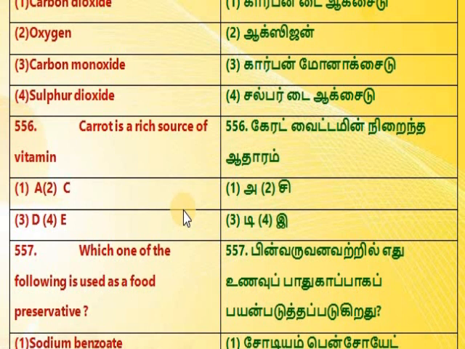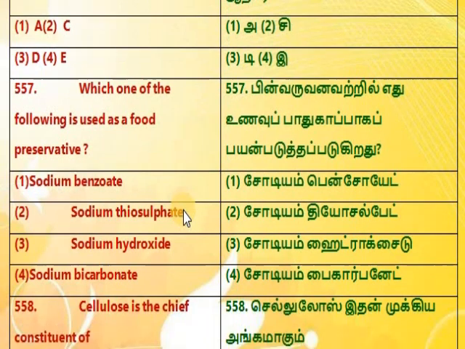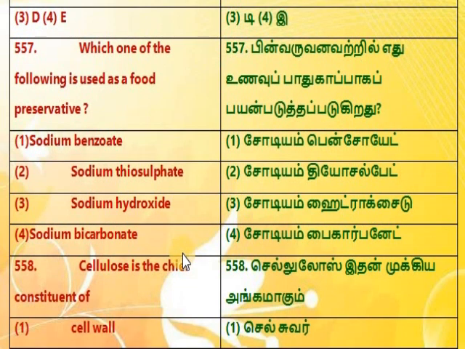556. Carrot is a rich source of vitamin: 1. A, 2. C, 3. D, 4. E. 557. Which one of the following is used as a food preservative? 1. Sodium benzoate, 2. Sodium thiosulfate, 3. Sodium hydroxide, 4. Sodium bicarbonate.